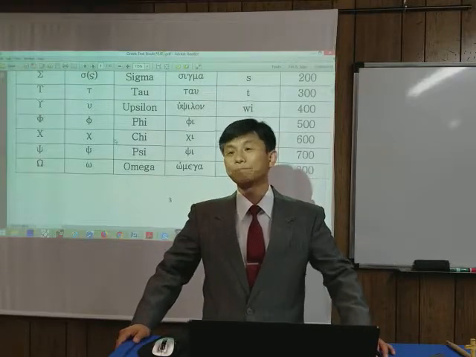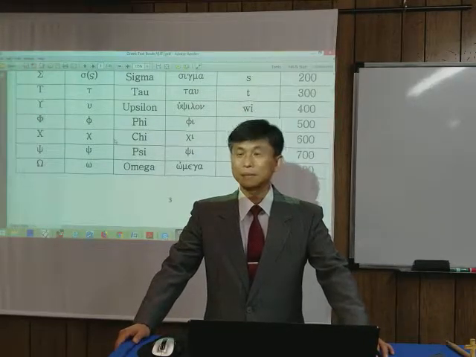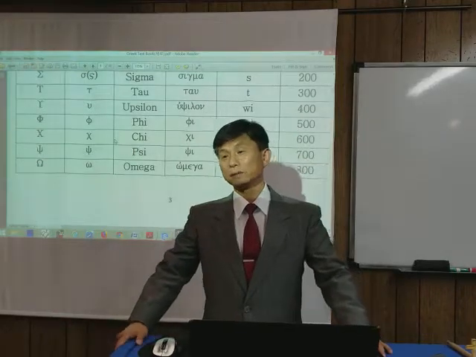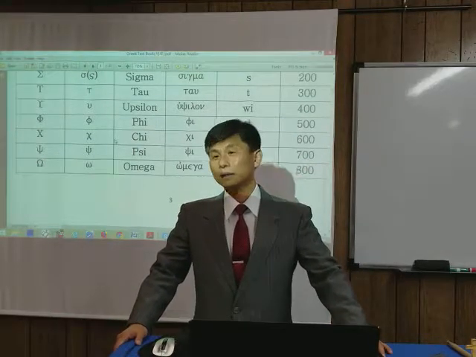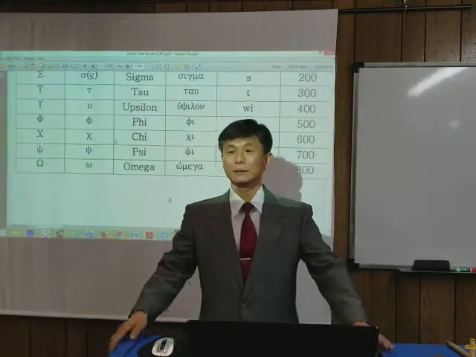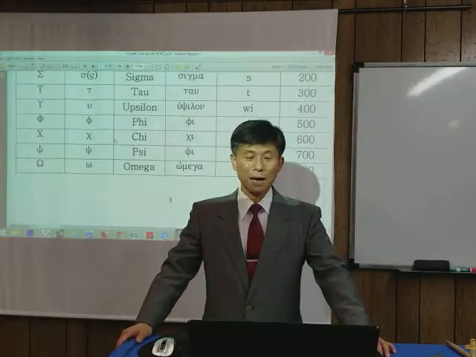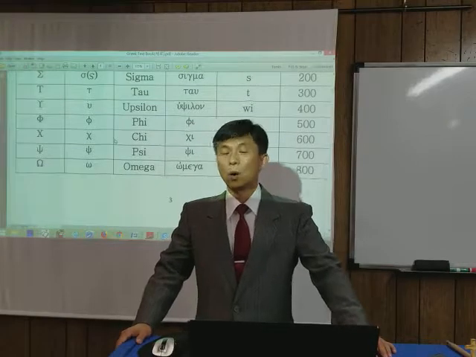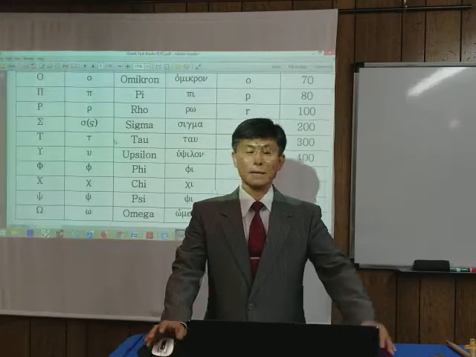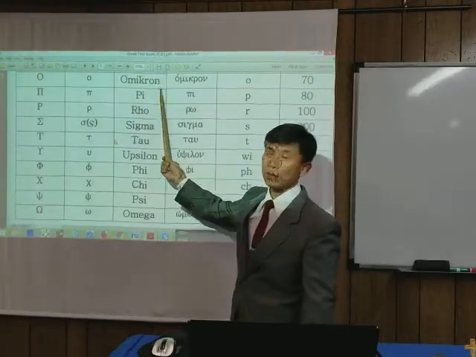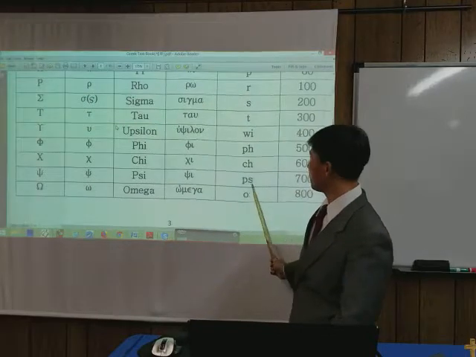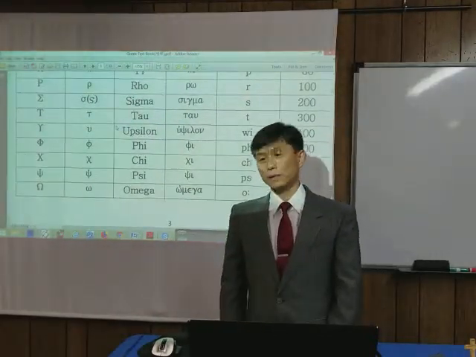And then next one, Psi. Same as the Xi before, this one is also a double consonant, which is P and S put together. So Ps, Ps, right? Pronunciation is Ps. And then the last alphabet, Omega. Omega is the O sound, but we already had the O sound, that is the Omicron, right? Omicron is the short O sound, and the last one, Omega, is the long O sound.